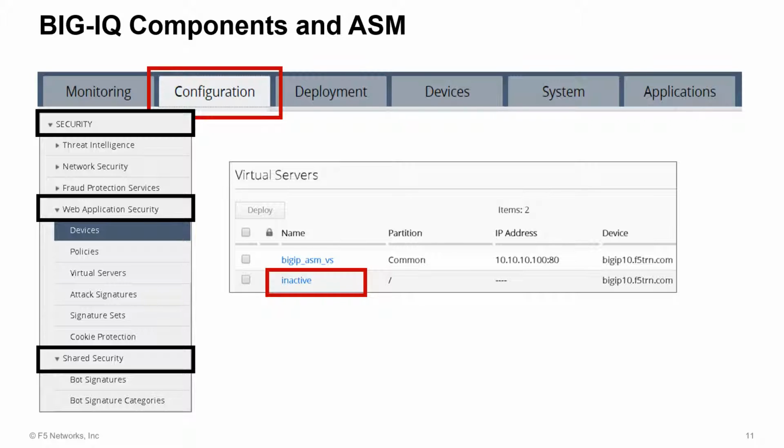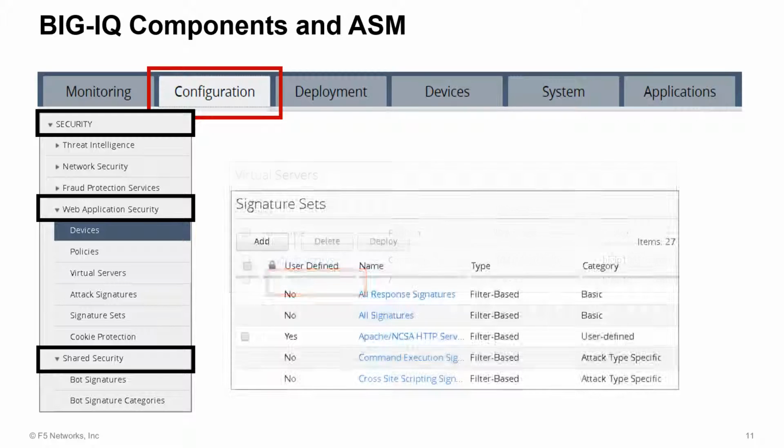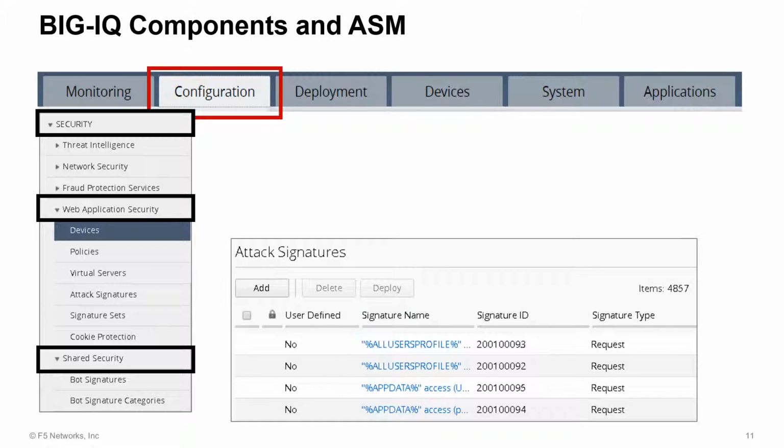The inactive virtual server appears after the ASM service is imported. It exists as a container for any ASM policies that are not assigned to a virtual server yet, and will be listed even if no ASM policies have been created. The presence of that inactive virtual server is actually a clue that ASM services were imported at some point. Signature sets are the default signature sets also imported after discovery. Attack signatures are the default attack signatures included with BIG-IQ.